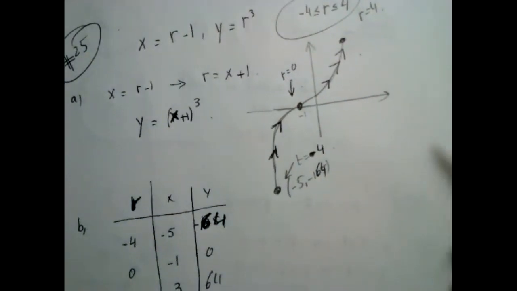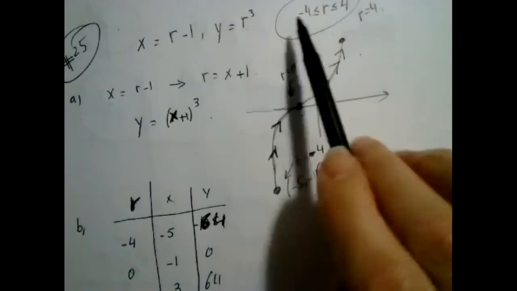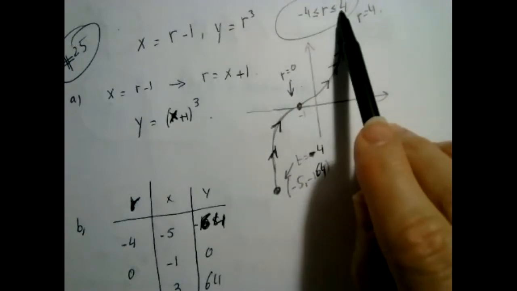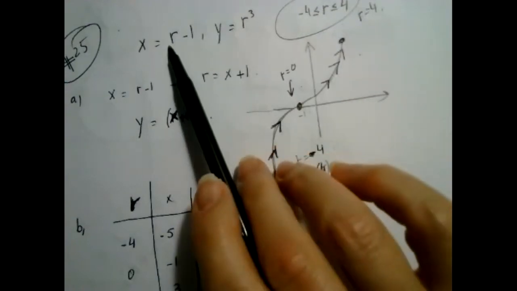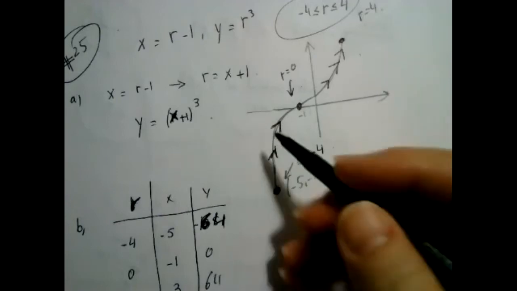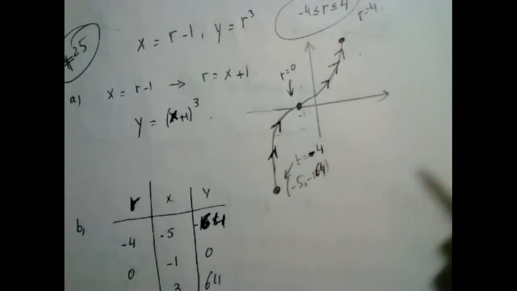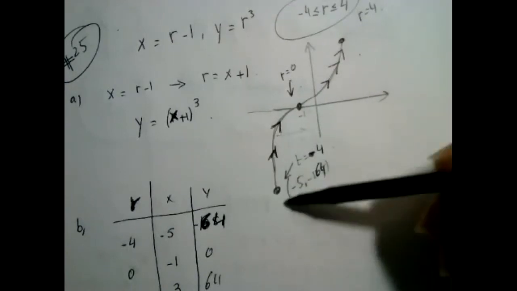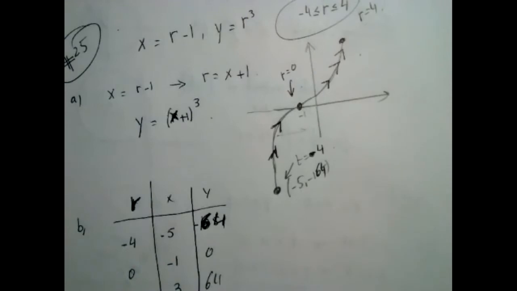And another analysis that is sometimes really helpful is to think about it as r goes from -4 to 4, x is actually increasing. It's starting right here. X is increasing, which means you're moving to the right. Y is increasing, which means we're moving up. So we're moving to the right and we're moving up at the same time.